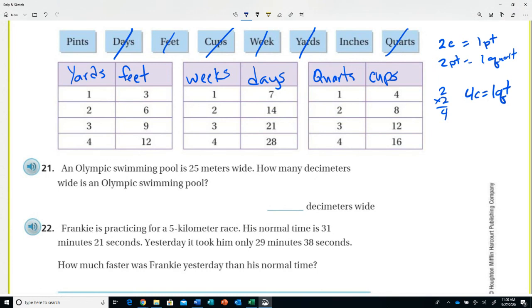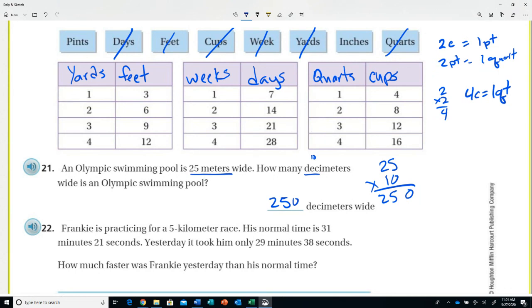All right, 21. An Olympic swimming pool is 25 meters wide. How many decimeters wide is an Olympic swimming pool? So deci, like decade, means 10. So 10 decimeters per meter. I have a 25 meter wide pool. I'm going to do 25 times 10 and get 250 decimeters.